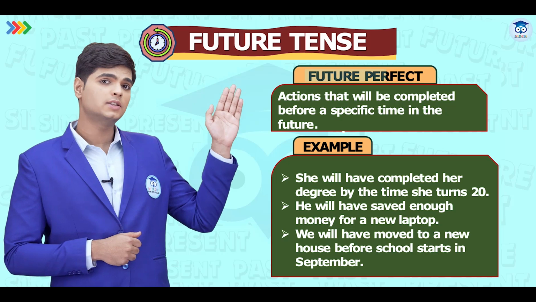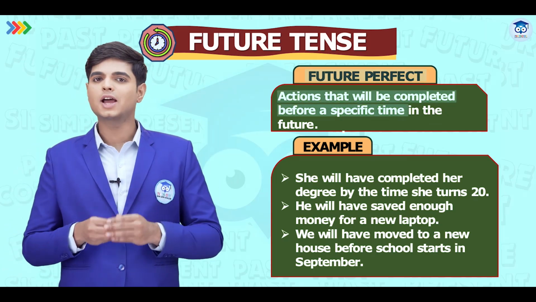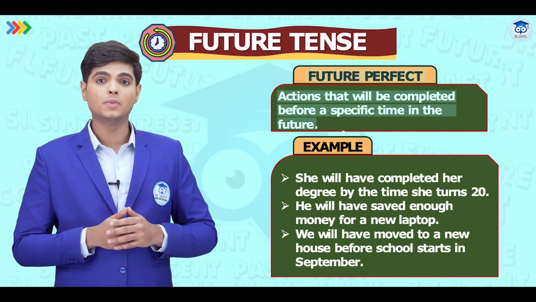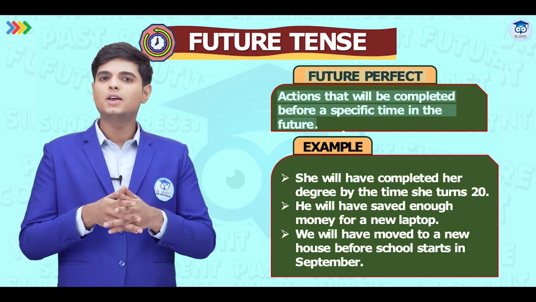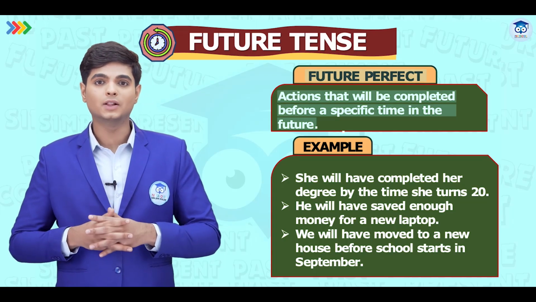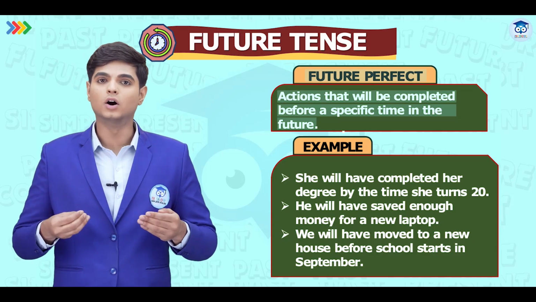The future perfect tense is used for actions that will be completed before a specific time in the future. The formula is subject plus will or shall plus have plus past participle, that is V3, plus object. Let's look at how it works.